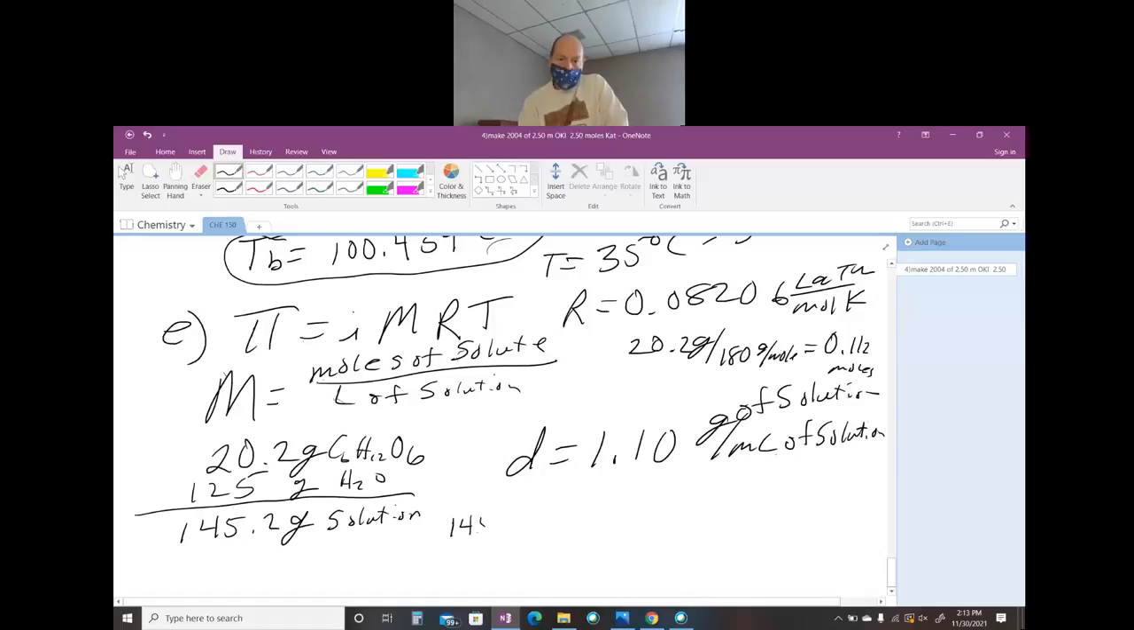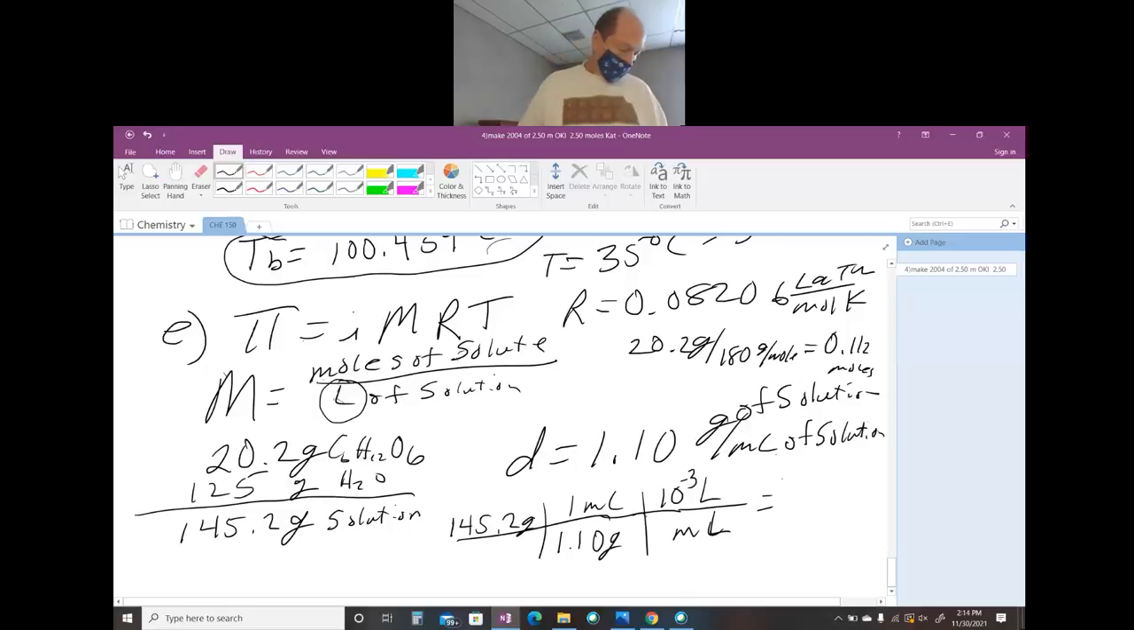So we have 145.2 grams of solution, and we have the density, which is 1.10 grams of this solution per 1 milliliter of this solution. But again, for molarity, we want that to be in liters. So we need to get rid of the milliliters and get liters. And m is 10 to the minus 3. And so when you do that, you get a volume of 0.132 liters. So there's our volume of solution.